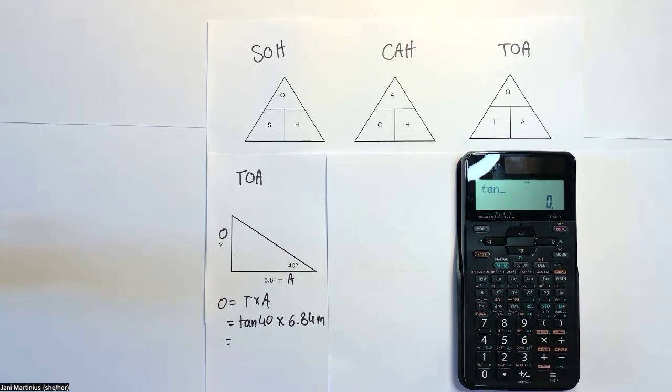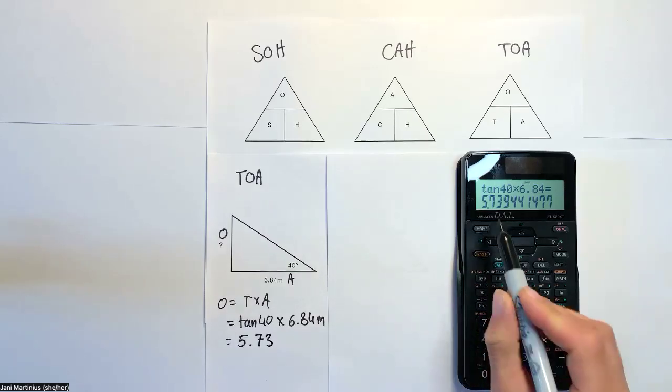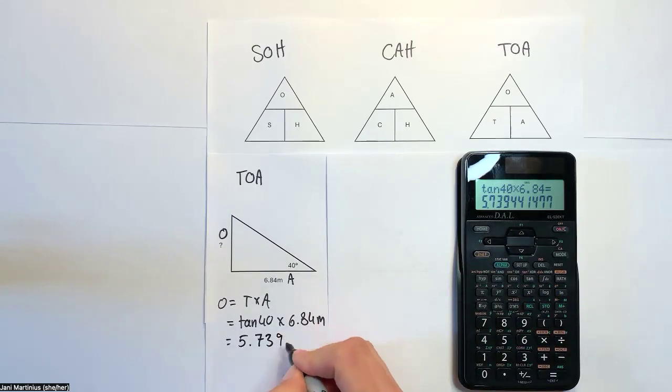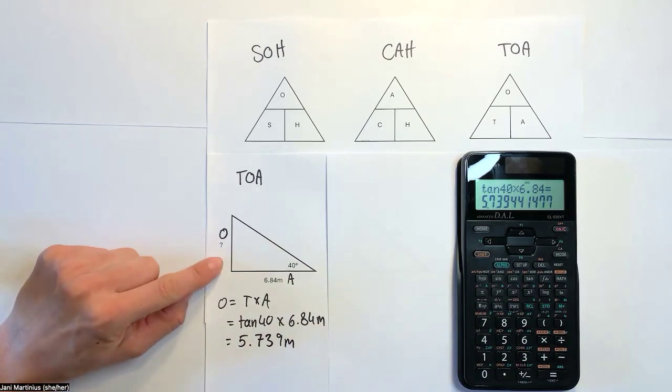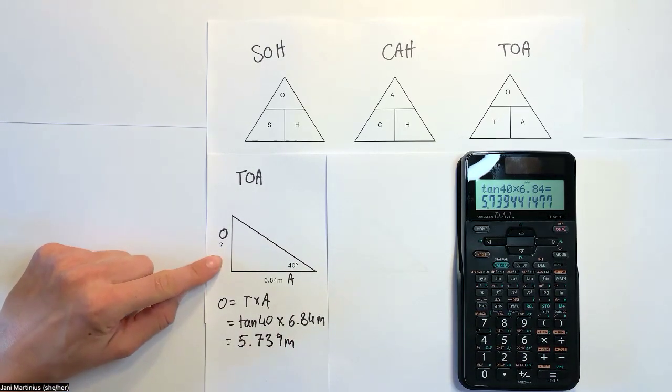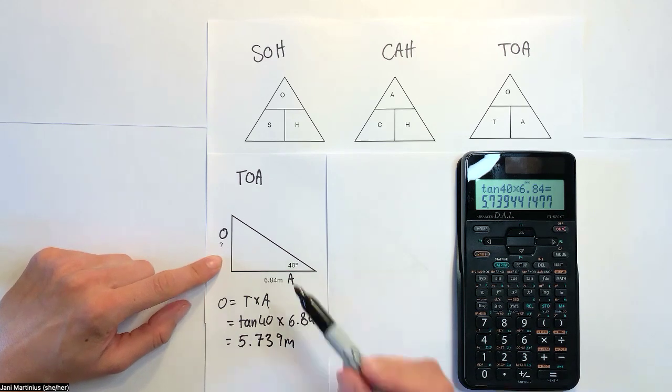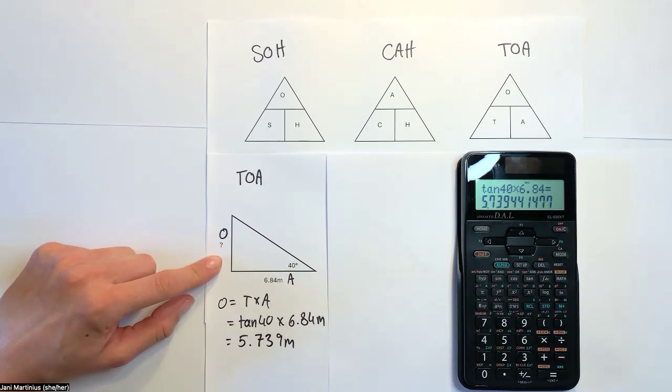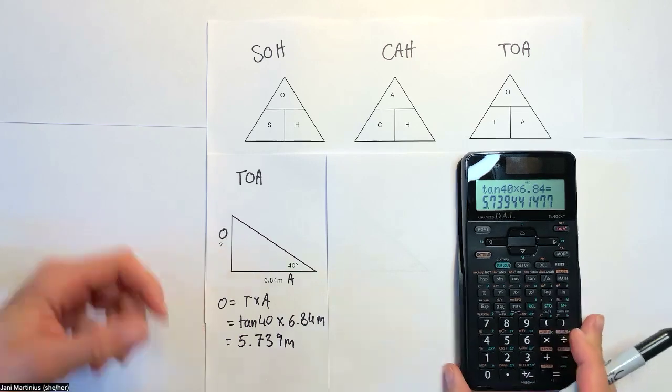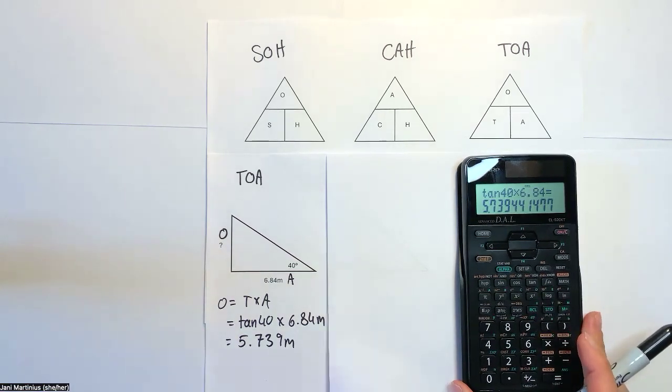Okay, so tan 40 times 6.84 gives us 5.73, and we can round to 5.739, and we're in meters, saying that the opposite side here is 5.739 meters long. Now, if we had to find out the hypotenuse, we could do Pythagorean, a squared plus b squared equals c squared. Easy peasy.